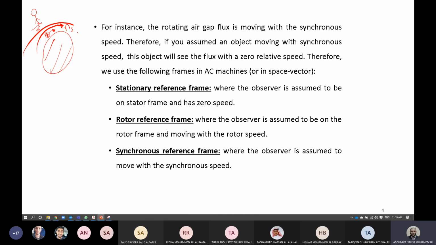Is it clear, شباب? Yes. أهم نقطة شباب. This is the most important point in understanding the reference frame theory. So, for instance, شباب, we have many frames now.